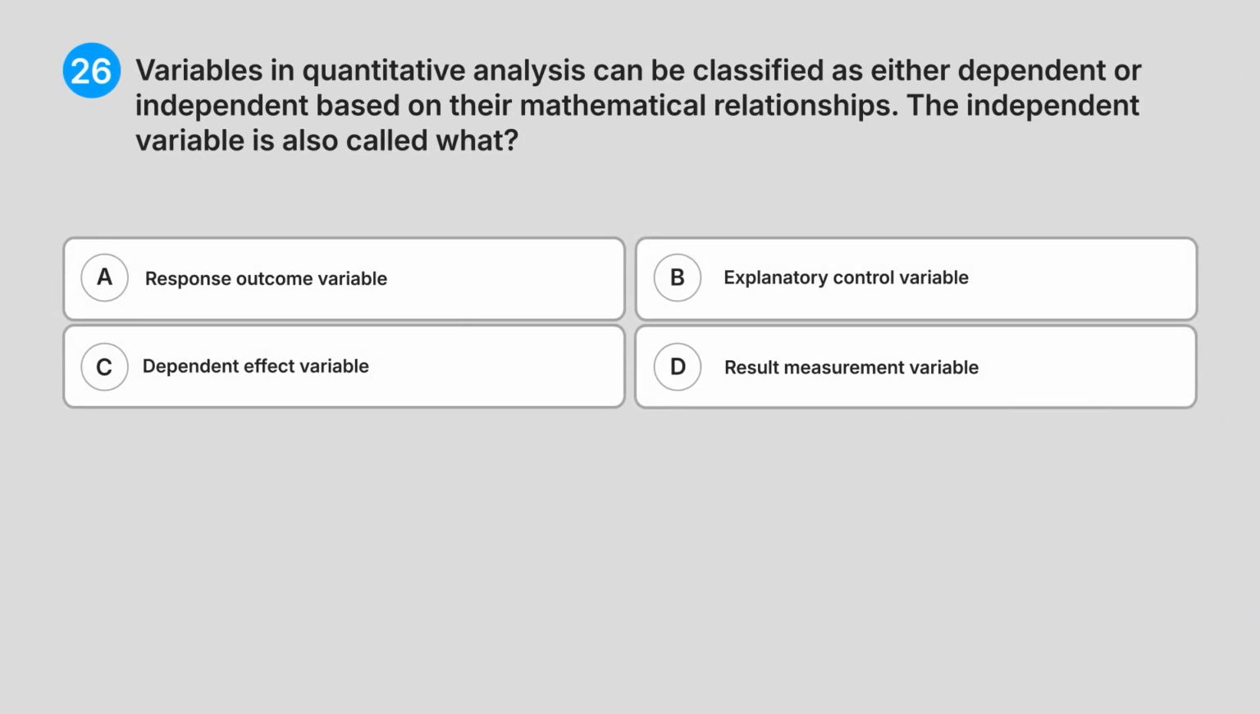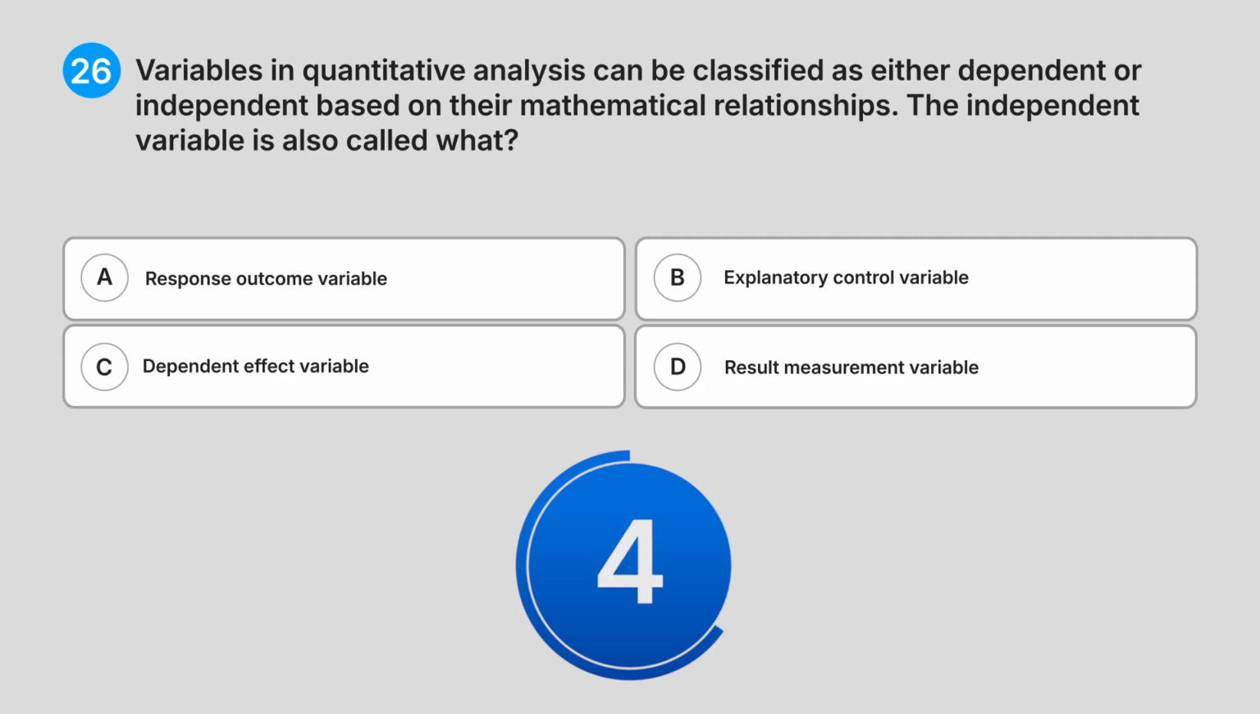26. Variables in quantitative analysis can be classified as either dependent or independent based on their mathematical relationships. The independent variable is also called what? A. Response outcome variable. B. Explanatory control variable. C. Dependent effect variable. D. Result measurement variable. Do you know the answer?